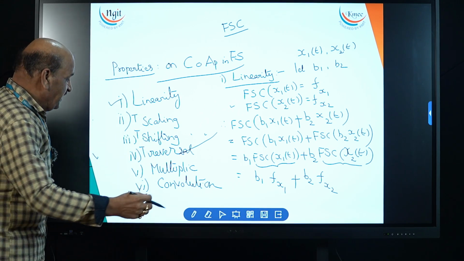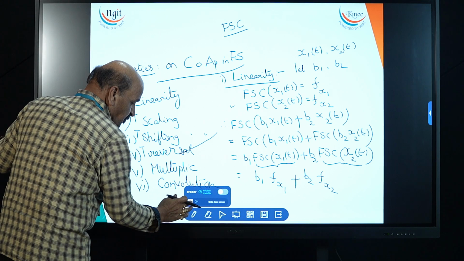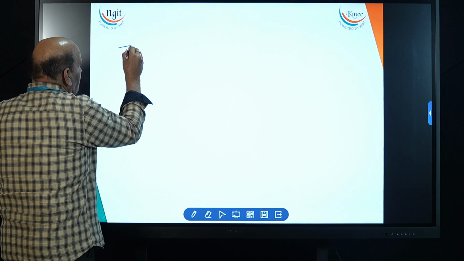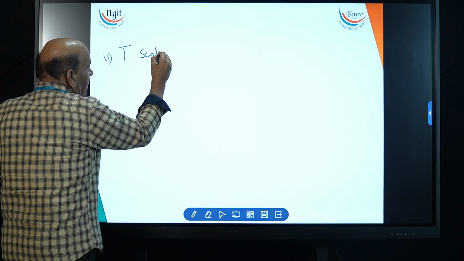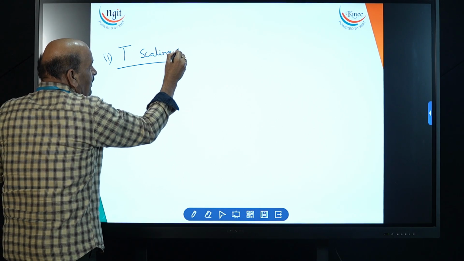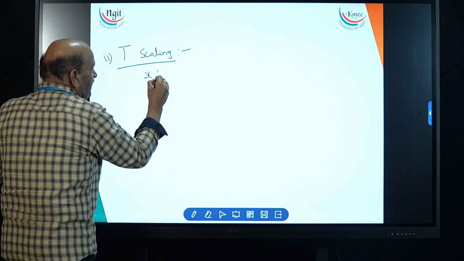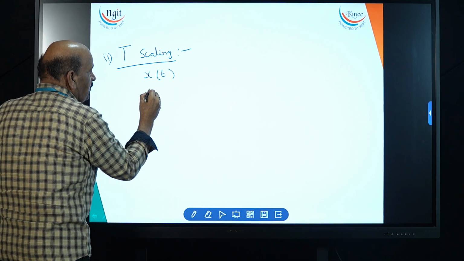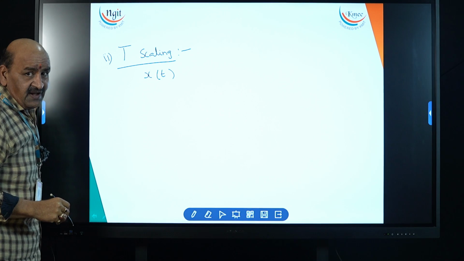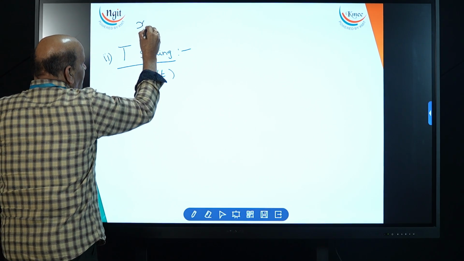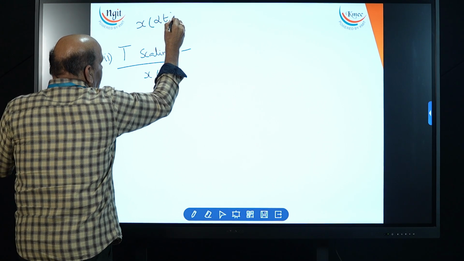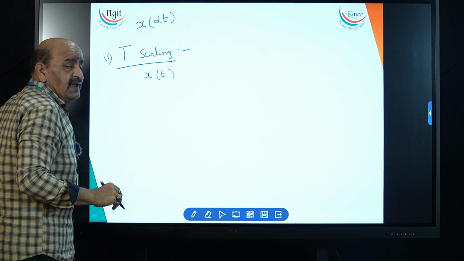Now just look at the second property. What is the second property? The second property is called time scaling. For time scaling we need only one signal. Let x of t be the signal. Now in signal property what is time scaling? In the previous case what we discussed, x of alpha t is the time scaling factor.